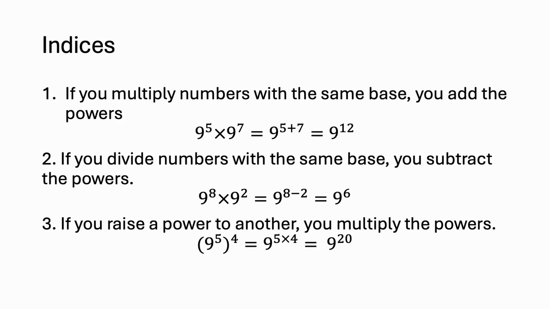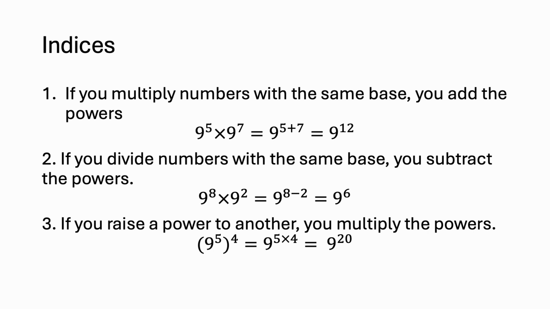Now let's look at indices. So again, similar with surds, there are also some rules that you need to remember when it comes to index law. So first thing is if you multiply numbers with the same base, you add the powers. So here we have 9 to the power of 5 times by 9 to the power of 7. Because they have the same base, which is the 9, you just add the powers. So 5 add 7, which is 12.